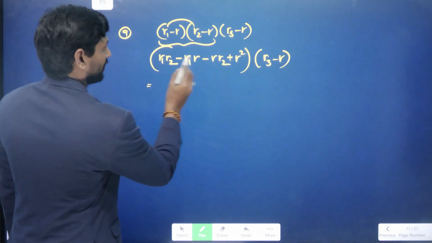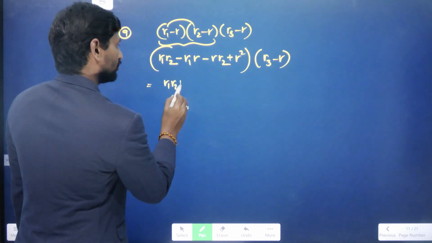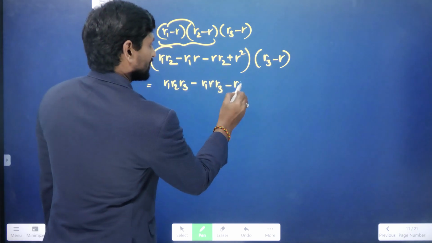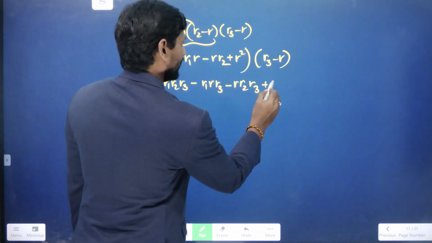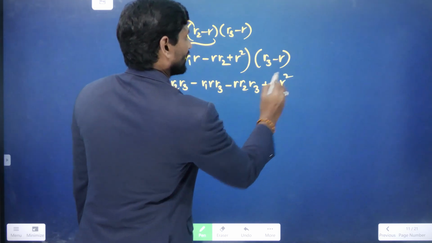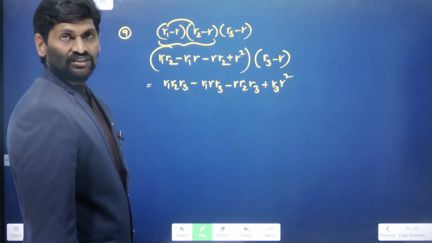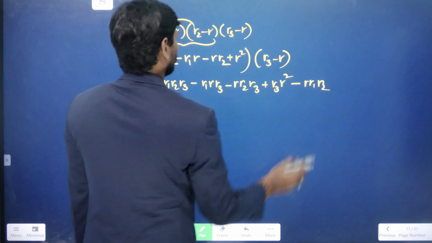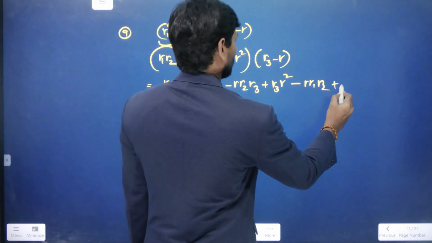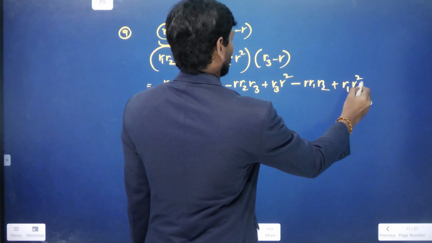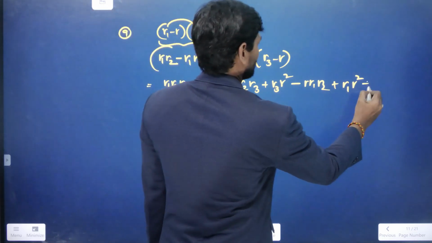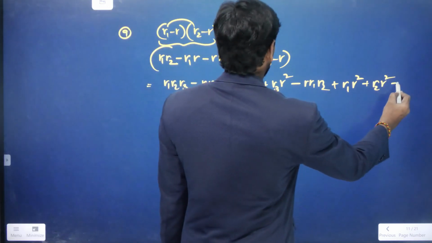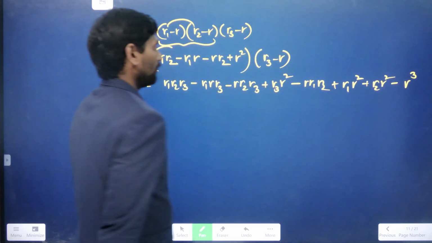That is equal to r1 r2 into r3: r1 r2 r3 minus r1 r r3 minus r r2 r3 plus r3 into r square. Only one term I multiply with r. Next, minus r r1 r2, minus into minus plus r1 into r square. Again minus into minus plus r2 into r square. And last term plus into minus, minus r cube.